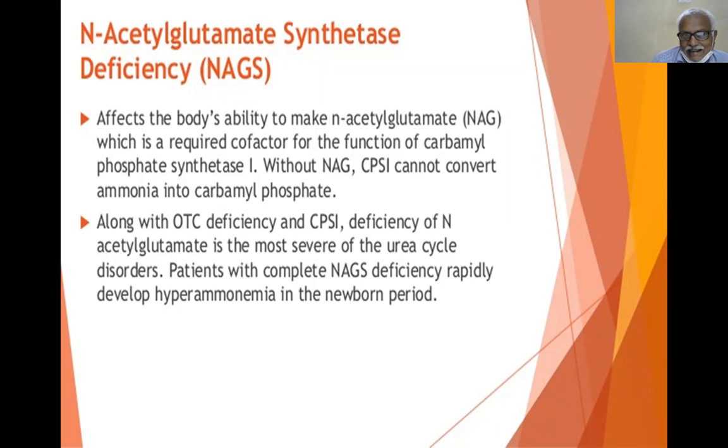So this is the strategic step. Along with OTC deficiency and CPS1 deficiency, deficiency of N-acetyl glutamate is the most severe of the urea cycle disorders.